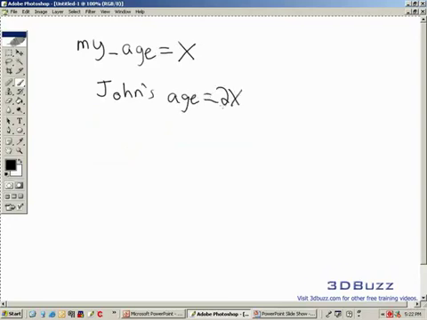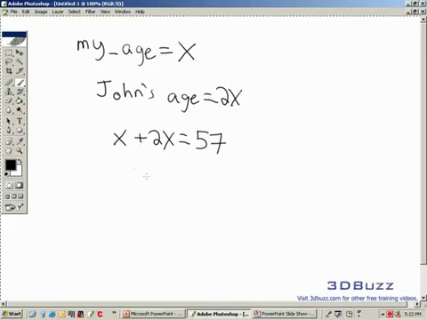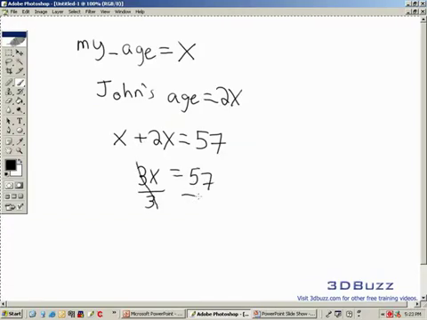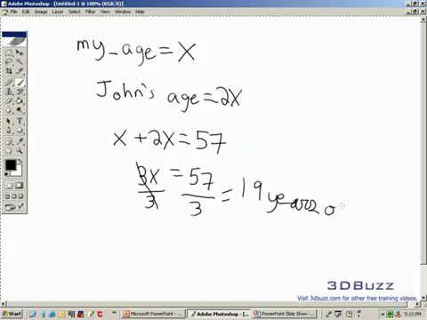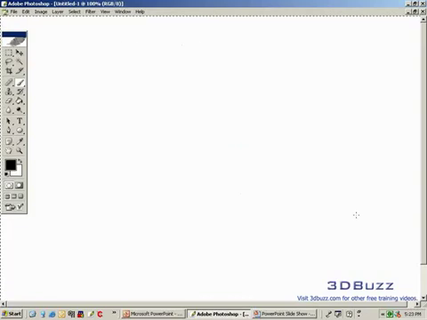All right. Together, we are x plus 2x, and we're 57 years old. So how old am I? Well, we need to solve for x. So we'll say 3x, by adding x plus 2x, equals 57. And dividing both sides by 3, you get x equals 19 years old. That works. So you are 19 years old, and your buddy John is 38. Exactly. Cool. I like it.